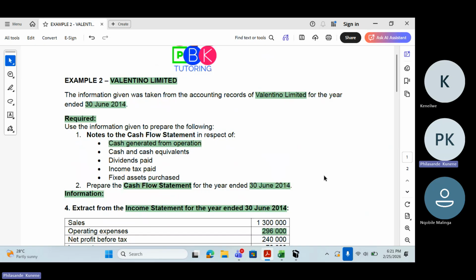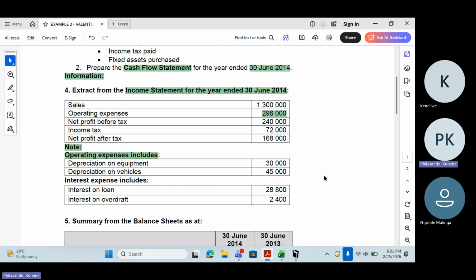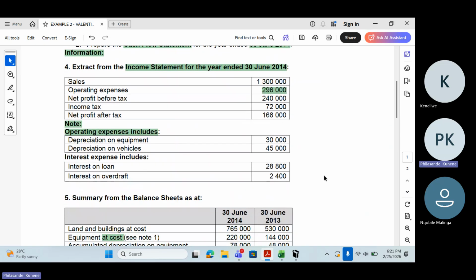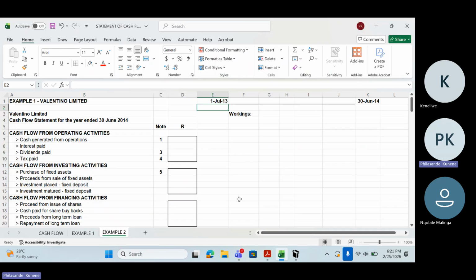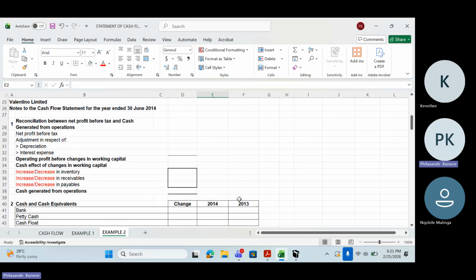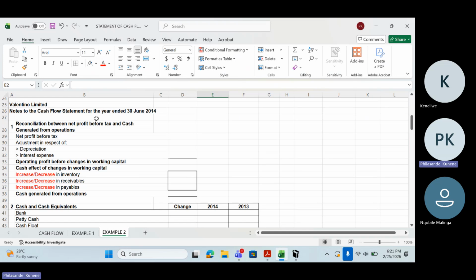Okay, I'll just go up, okay, guys. Then we start plotting in the information where it's supposed to go. Let's start with this extract from the income statement. Here we have net profit before tax, we have income tax, we have net profit after tax. And you will remember the starting point for us is to do what? The notes to the cash flow statement.